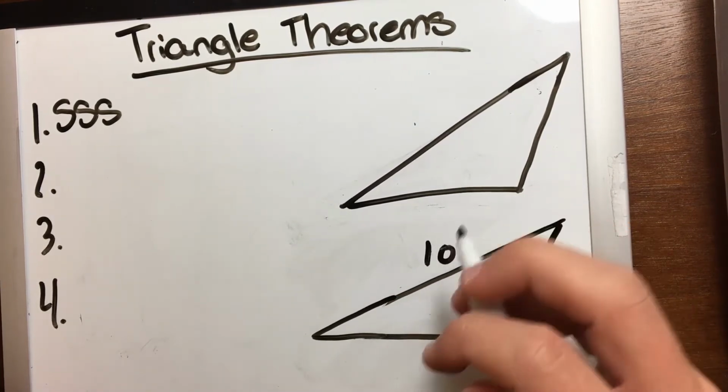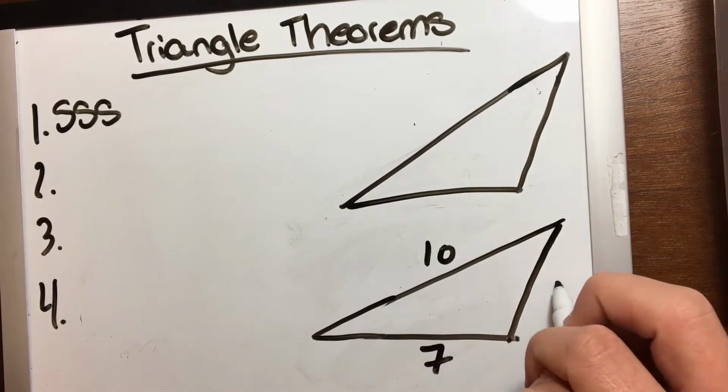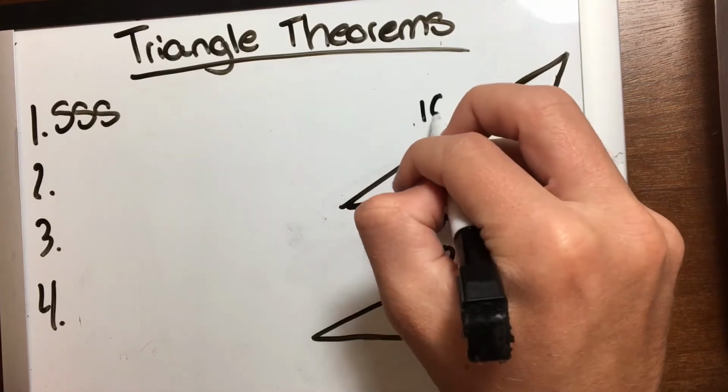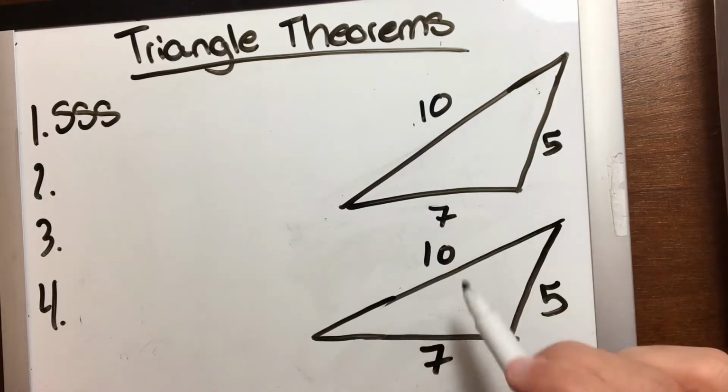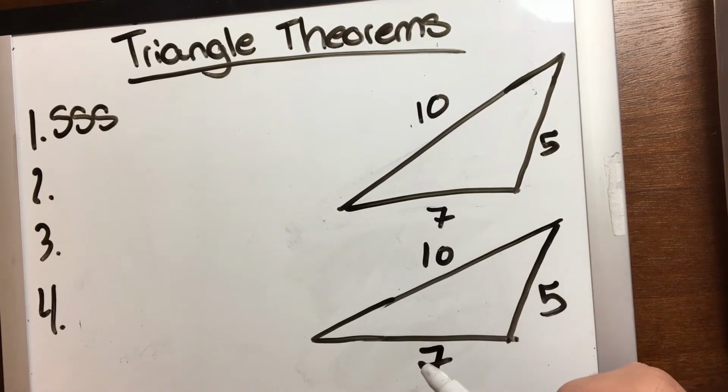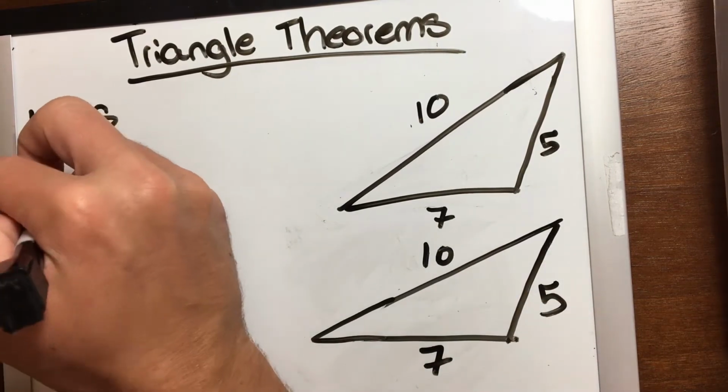So let's say this is 10, 7, 5. 10, 7, 5. We can conclude that because both triangles have all the same sides, they are both congruent. The next theorem is the side angle side theorem.